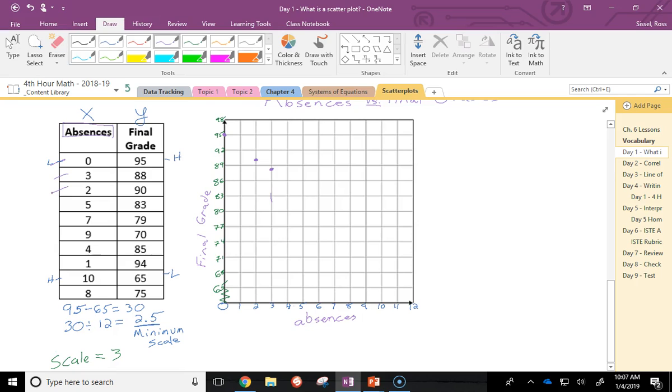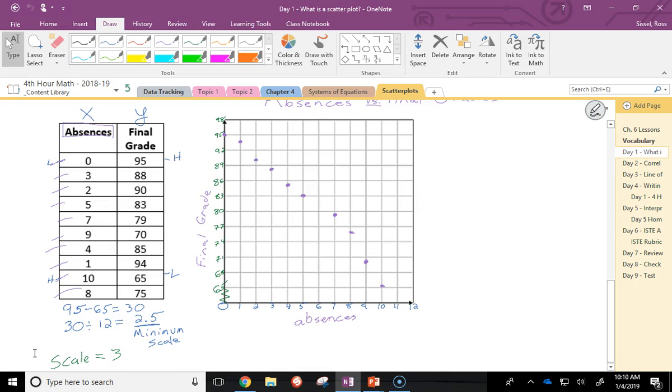And so on. Go ahead and finish. I'm going to pause our video. I want you to go ahead and finish putting all those coordinate points on. Okay? I'm going to pause our video, and then we'll compare and see, do we have the same looking scatter plot?